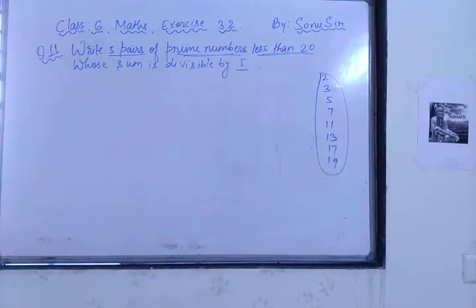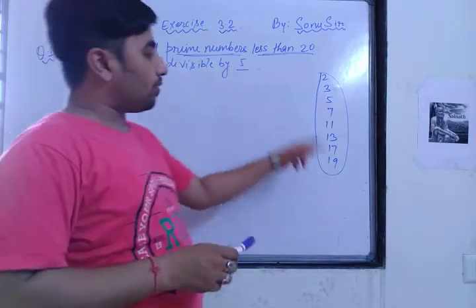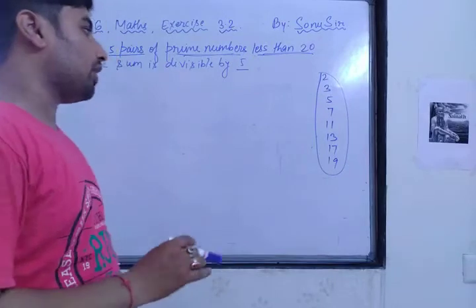Okay. Now can you tell me which 5 pairs of these prime numbers have a sum that is divisible by 5? The sum should be divisible by 5. What is the question? 5 pairs of prime numbers whose sum is divisible by 5, meaning when you are adding any two of these numbers, the last digit should come 5.